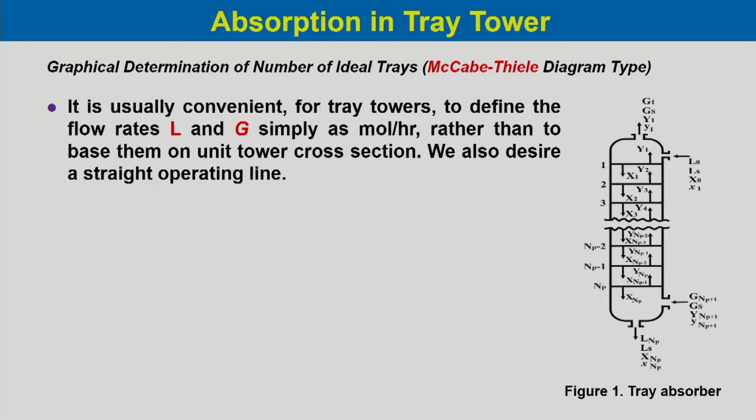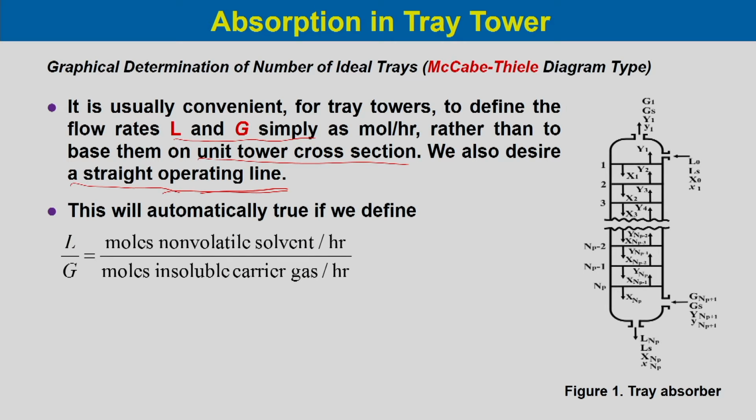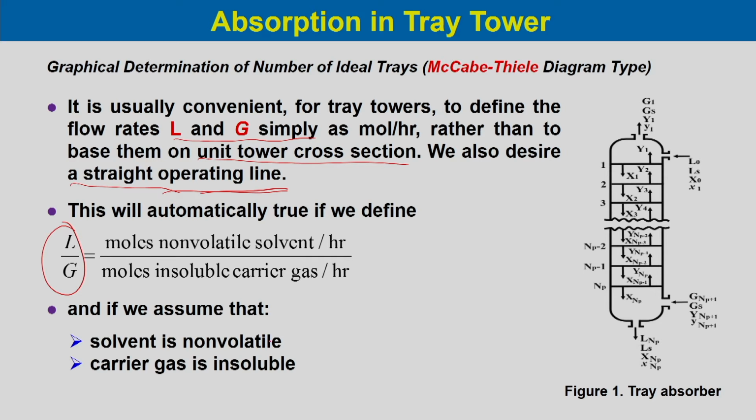Now, it is usually convenient for tray towers to define the flow rates L and G simply as moles per hour rather than based on the unit tower cross section, and we also desire a straight operating line. So, these are the things we need. This will automatically be true if we define L by G as moles of non-volatile solvent per hour divided by moles of insoluble carrier gas per hour. So, this is L by G, if we assume that the solvent is non-volatile and the carrier gas is insoluble.